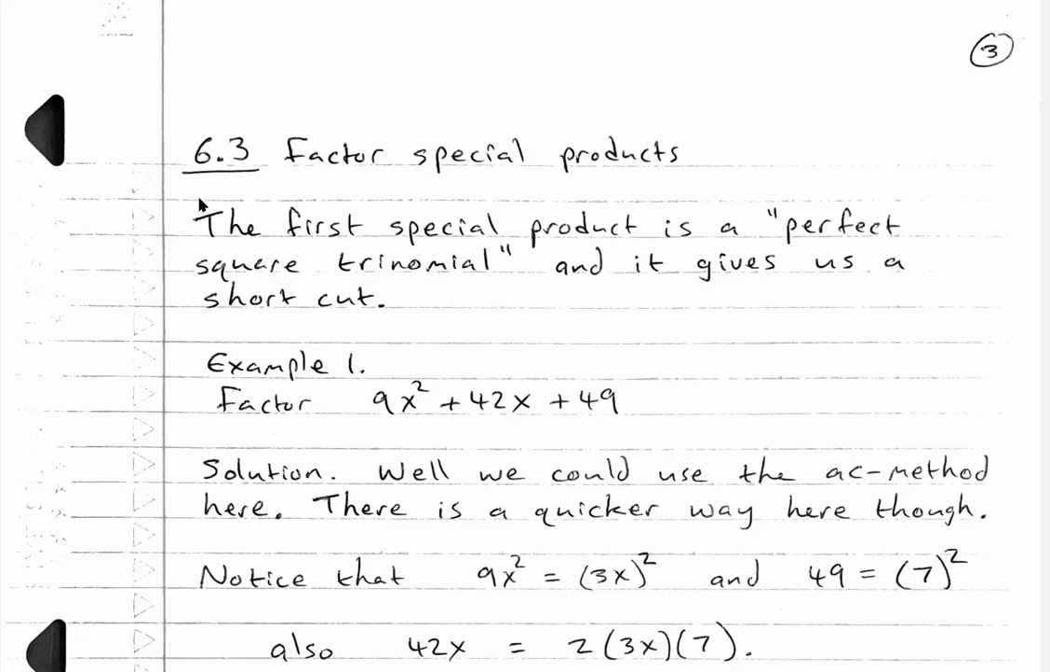Okay, so that was reviewing trinomials, but let's look at other factoring techniques. There are two special products we'll look at in this section. The first one is called a perfect square trinomial, and we can get away without using it, but it does give a shortcut. So it's quicker when it works. It's quicker than the AC method.